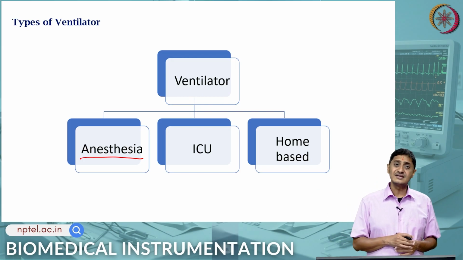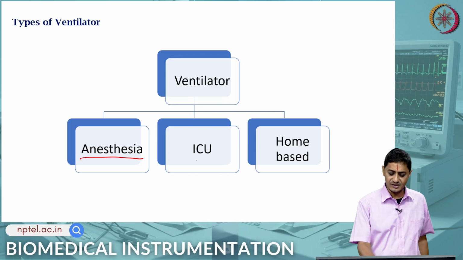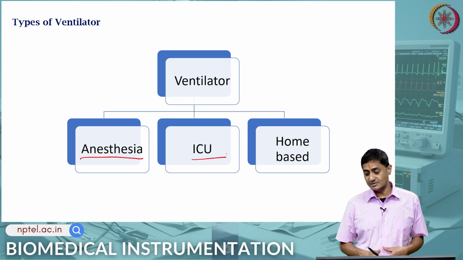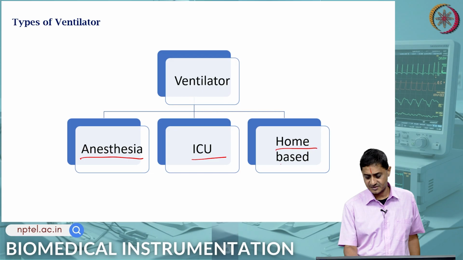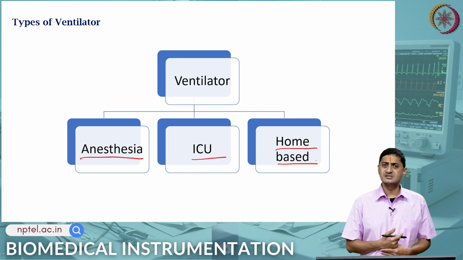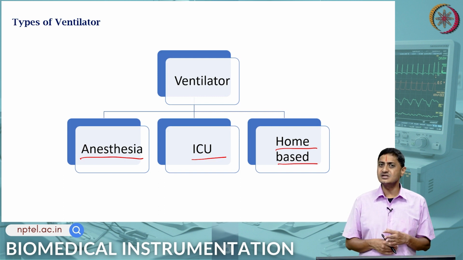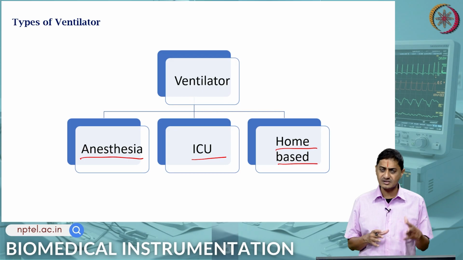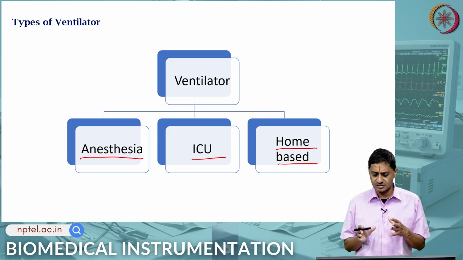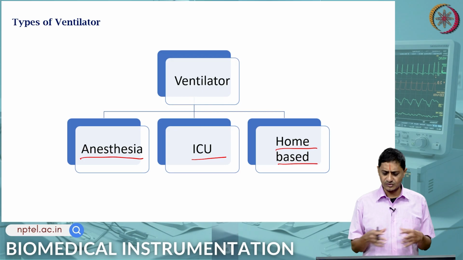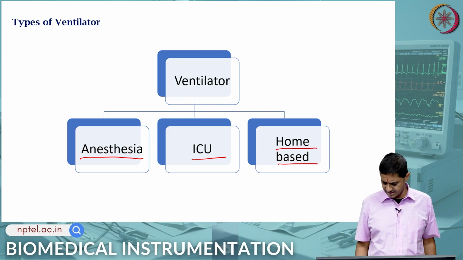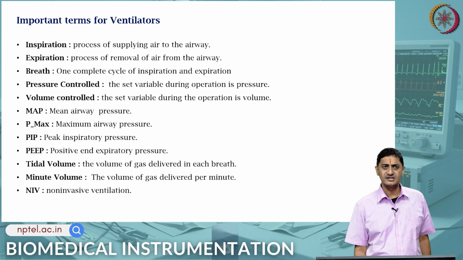Then the critical case are the intensive care unit ventilators, and then the use of home based ventilators, where the patient is on ventilation but at home. Note that the technological rigor, the particular design, the model and the application vary, and depending on that, the specific use will also vary. So, all of this will vary. So, this is one way in which you can classify ventilators.